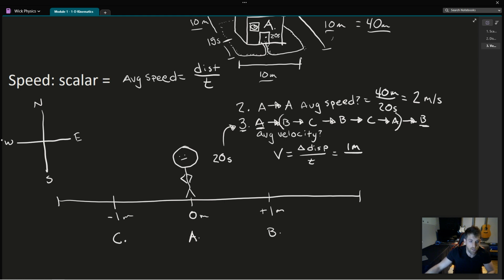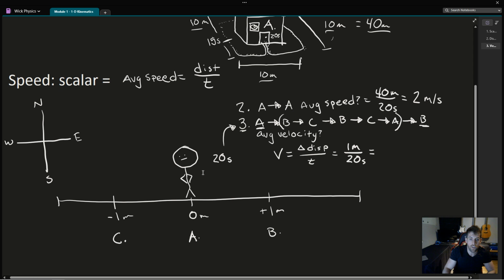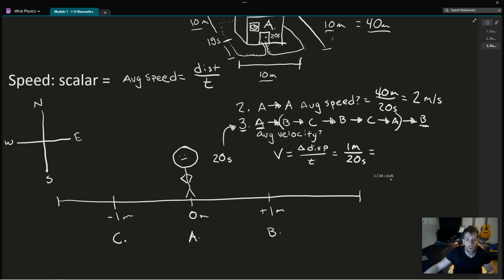It took this individual 20 seconds to achieve that goal. Okay? And I can show you the calculation here. We can take 1 divided by 20. We get 0.05 meters per second. All right?